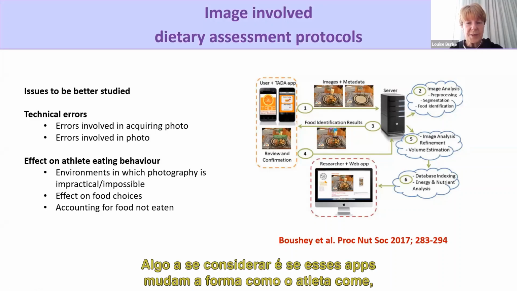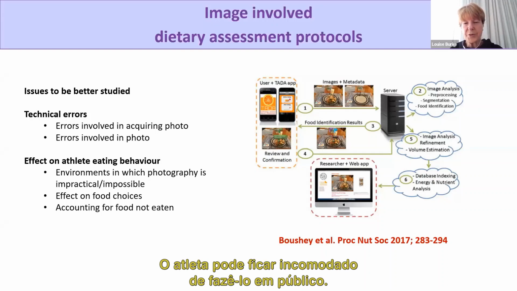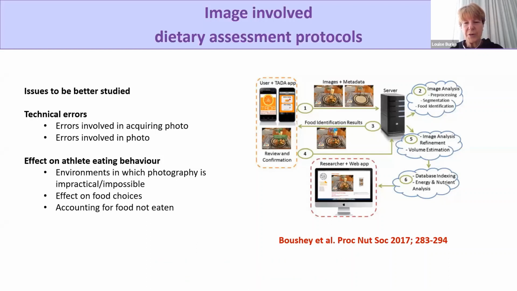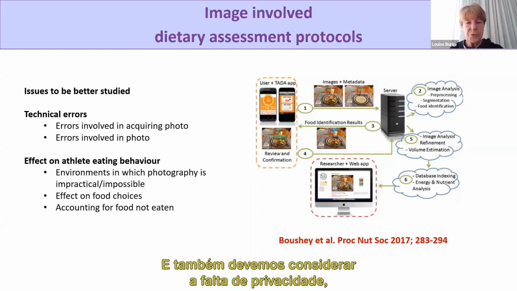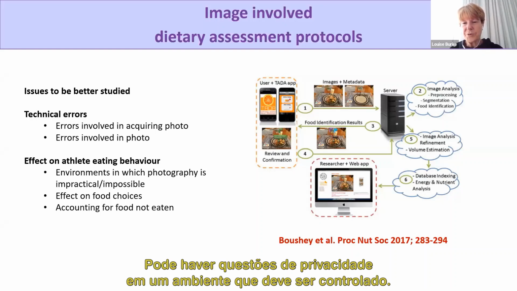One of the interesting things to think about is whether this technique changes the way that athletes eat, because it's not always possible to take photographs of food, and sometimes athletes are uncomfortable about doing that in public. There may be environments where you're not allowed to have smartphones, like at school. And it also has to think about the Privacy Act. If you've got cameras that are automatically switching on when an athlete's eating, there may be some privacy issues in that environment that need to be controlled.